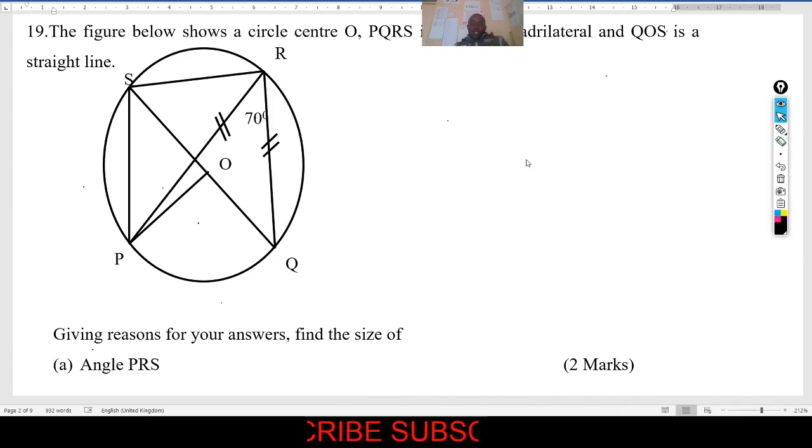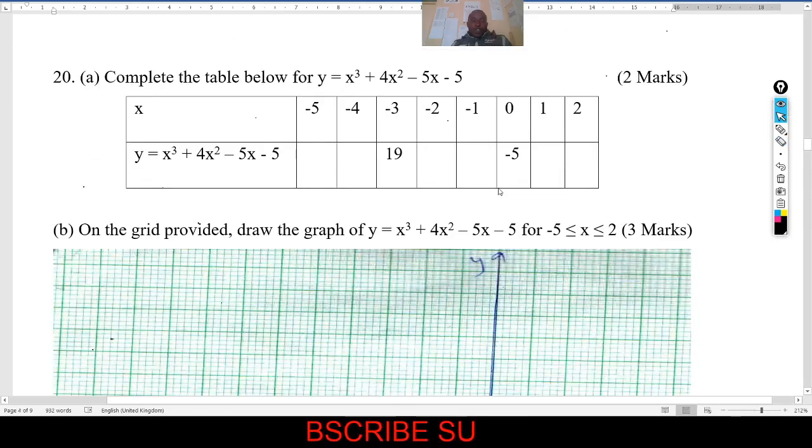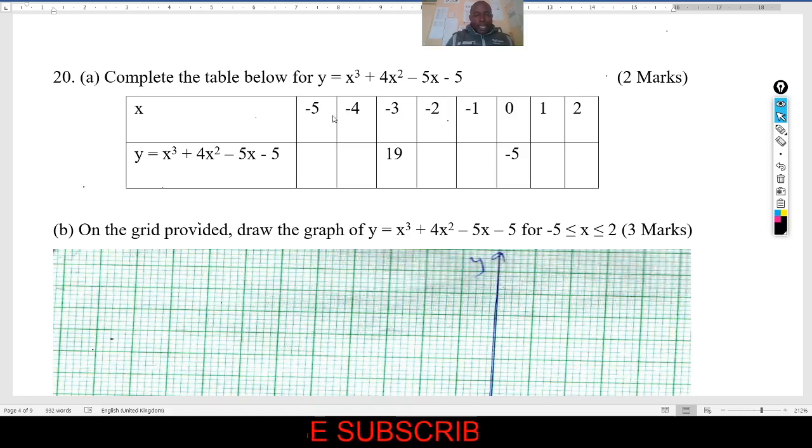We look at the next question, number 20. You complete the table. With this x cubed, that is a cubic graph. You just use a calculator and press -5. Make sure you have bracket, -5, close the bracket, cubed, then plus 4 bracket, -5, close the bracket, squared, then minus 5 bracket, -5, then minus 5. It will give you the answer directly as -5.